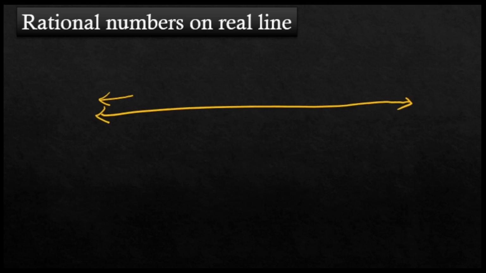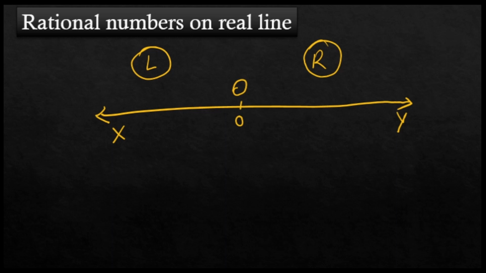Representation of rational numbers on the real line. To represent rational numbers, first we have to draw a straight line which extends endlessly to this side and this side. Name the line as x, y. Take a point O which represents 0. On the right side, we have positive integers. On the left side, we have negative integers.